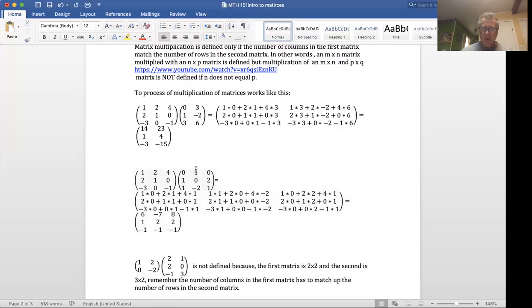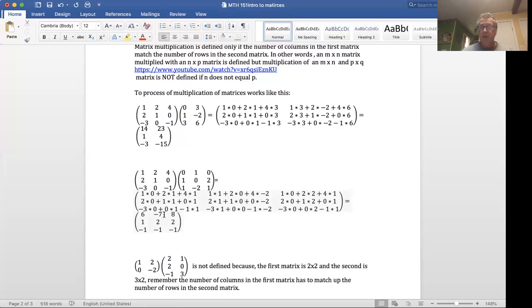Got to take the second row, second column now. 2 times 1. That's where that comes from. 1 times 0. That's where that comes from. And 0 times minus 2. That's where that comes from. That adds up to be minus 7.